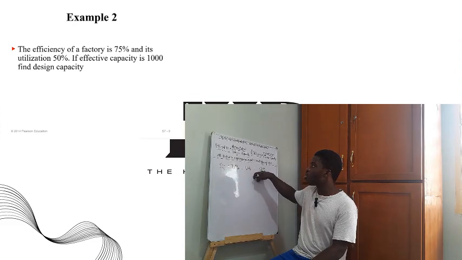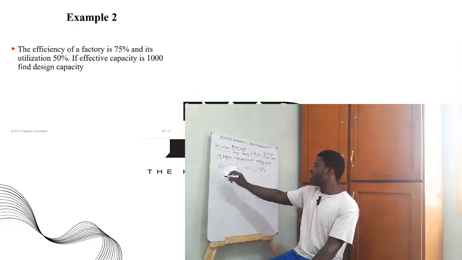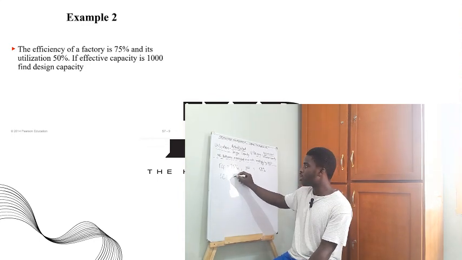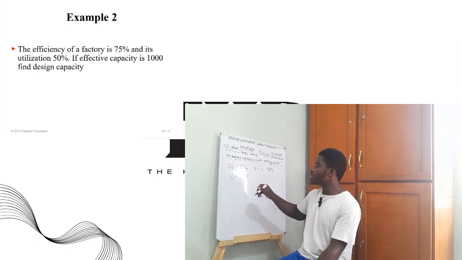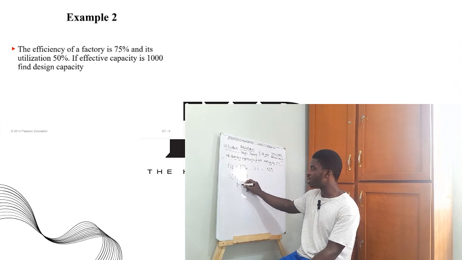It all boils down to these formulas, so always come back to them. We have been given the effective capacity of 1000. So you realize that we are looking for the design capacity. We don't know the design capacity.